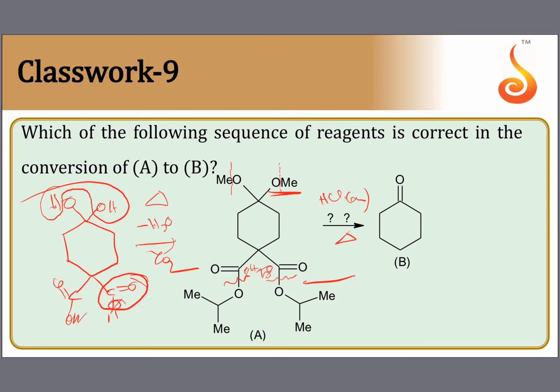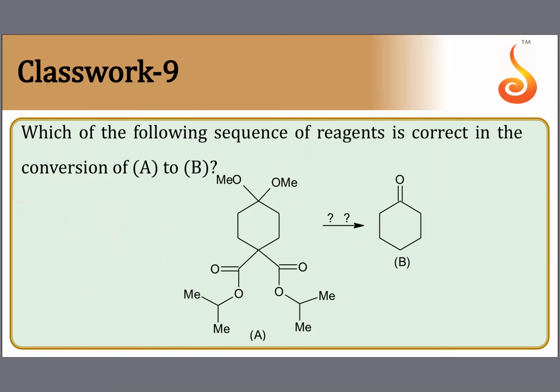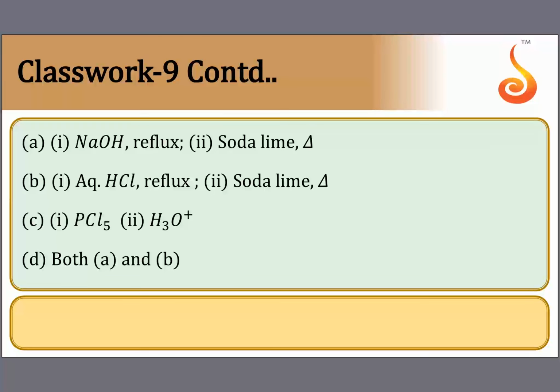At the same time, it should be subjected to decarboxylation by using soda lime, NaOH and CaO. The other gem dioic acid undergoes decarboxylation to give monocarboxylic acid. That also undergoes decarboxylation by using soda lime. So the correct reaction sequence: aqueous HCl reflux followed by heating with soda lime.